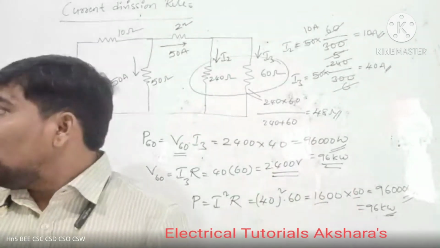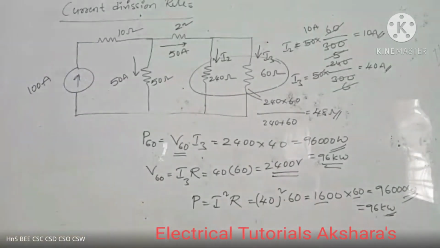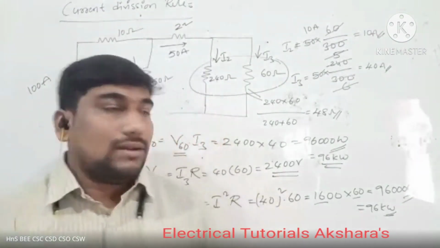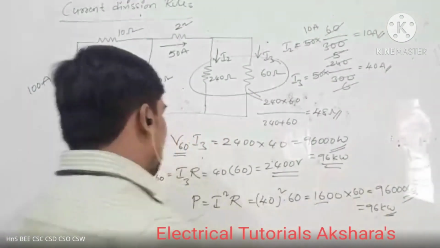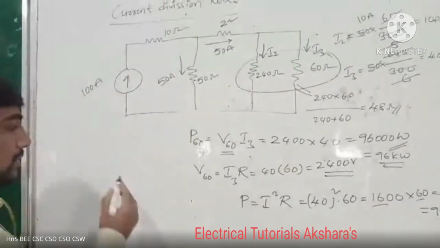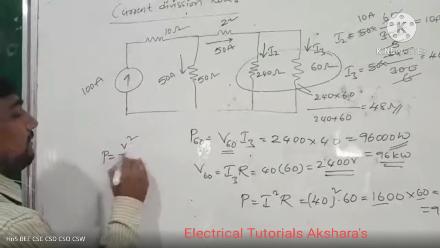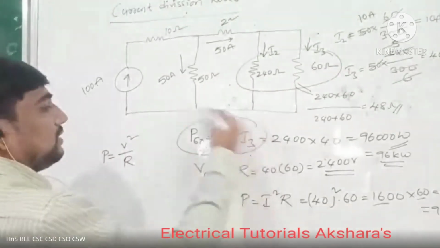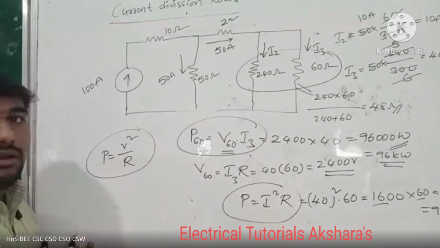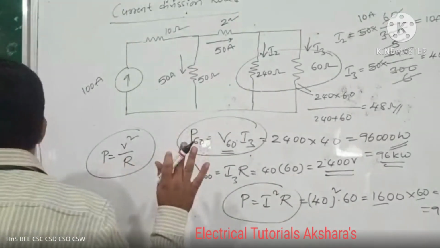We have another formula also. P equals V square by R. This is one important formula for power. Both formulas give the same result.